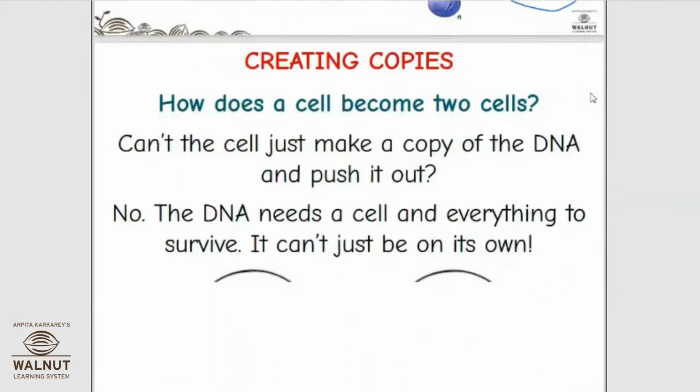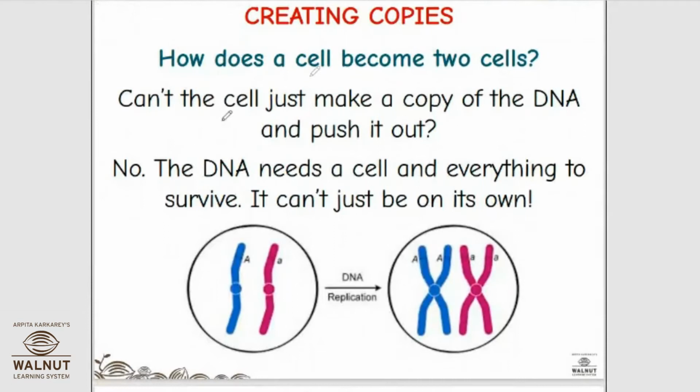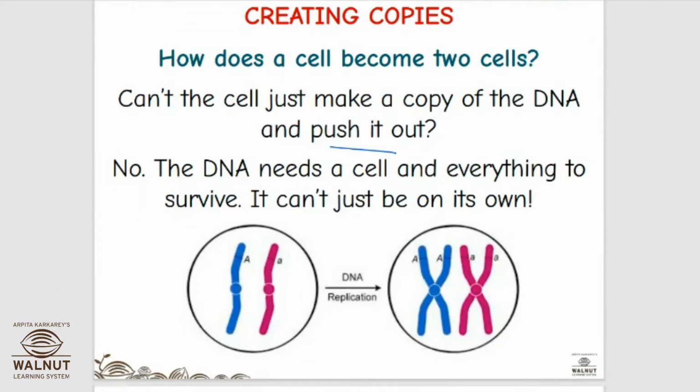DNA copying takes place this way. How does one cell become two? Can't the cell just make a copy of DNA and push it out? No, not at all. DNA needs some base because it is present in the nucleus and the nucleus is present in the cell. So we cannot just push out the DNA. It needs some base to survive. That is why DNA duplication takes place inside the cell and then the cell separates.